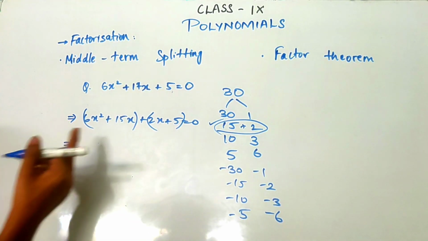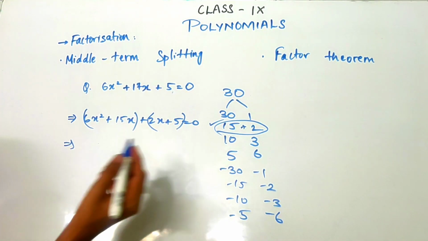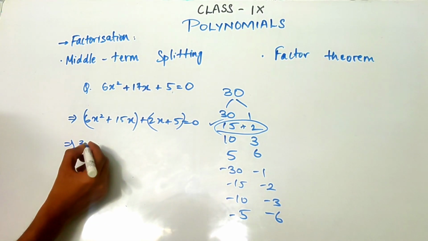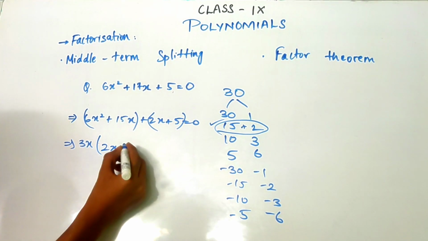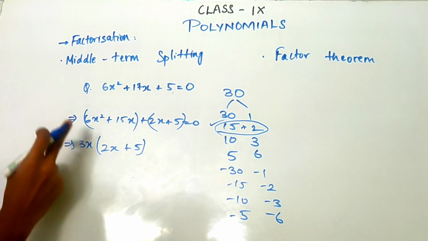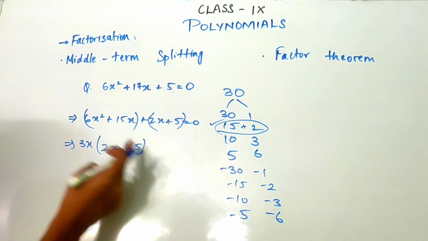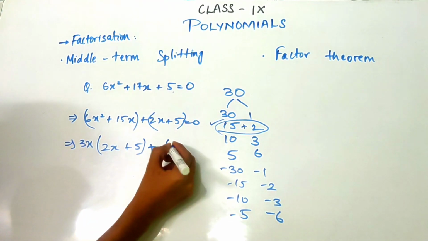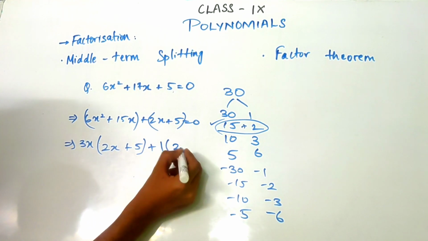Now within this term, what can I take common outside? So within 6 and 15 I can take 3 common outside, and within x square and x I can take x common outside. So as a whole I'll take 3x common outside, and what I'll be left with is 2x plus 5. So 3x times 2x will give me 6x square, and 3x times 5 will give me 15x. And finally, I can't take anything common outside over here, so I'll take 1 outside. So 1 times 2x plus 5.